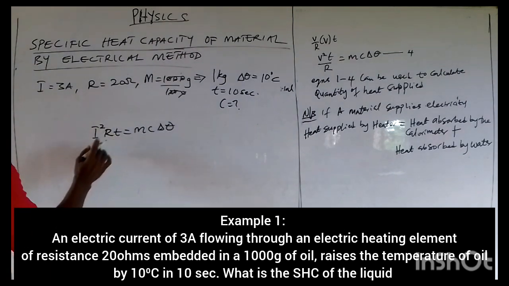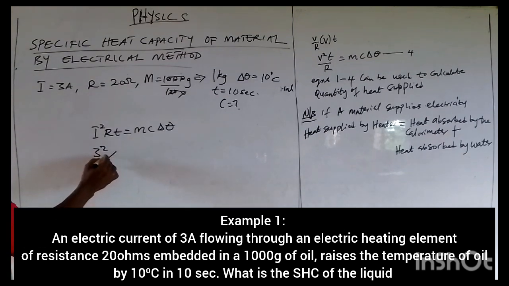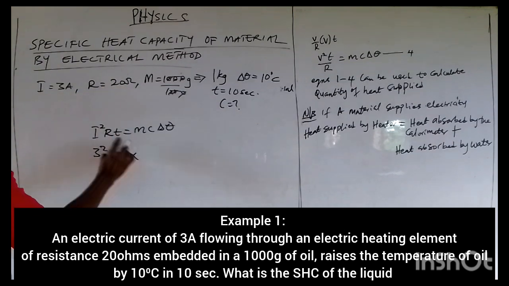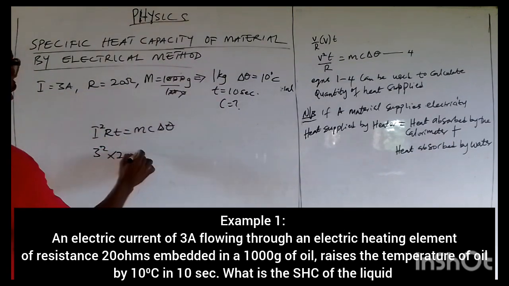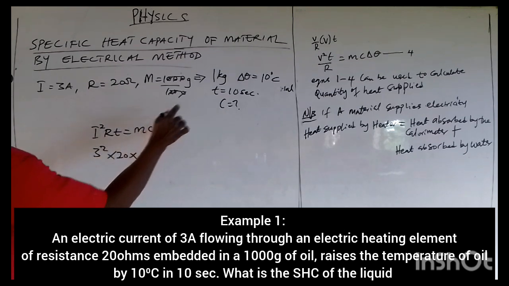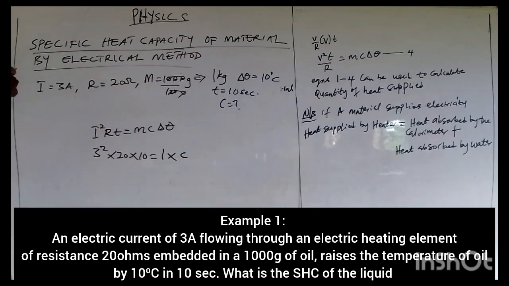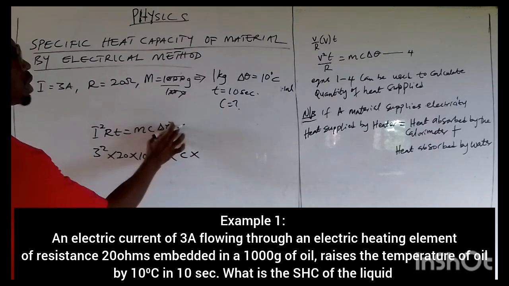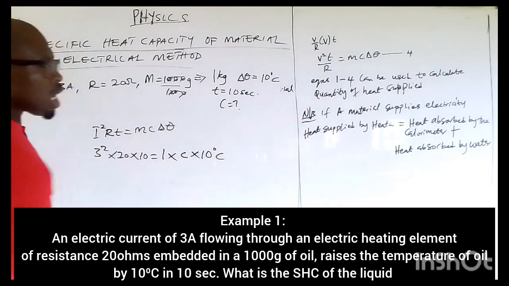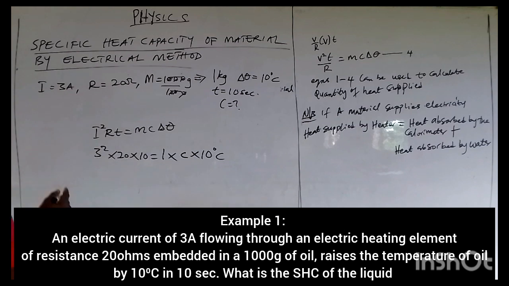So we have current 3 squared, times the value of R, which is 20, times time. Time is 10 seconds, equal to mass. The mass is 1 kg times C. The C is what we're looking for, times the temperature change. The temperature change is 10 degrees Celsius. Having gotten this, we now continue.